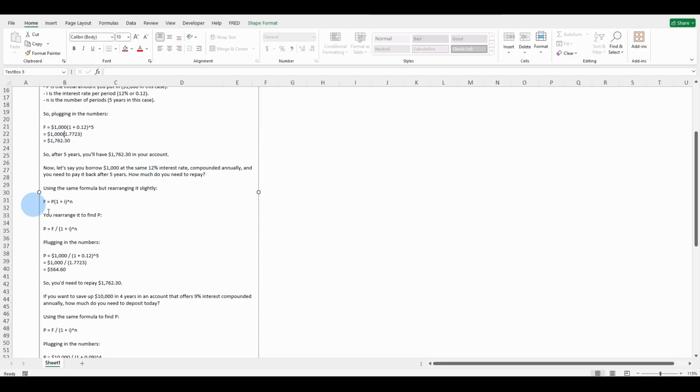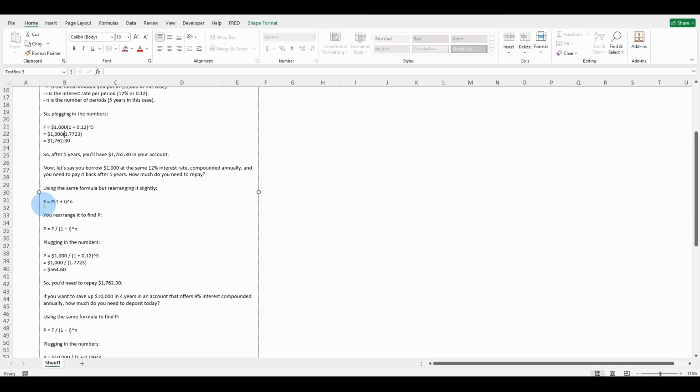Future value, future value. Present value, we're going to throw it the opposite way. Now let's say you borrow $1,000 at the same 12% interest rate, compounded annually, and you need to pay it back after 5 years. How much do you need to repay? What formula did we use? We used this future value.